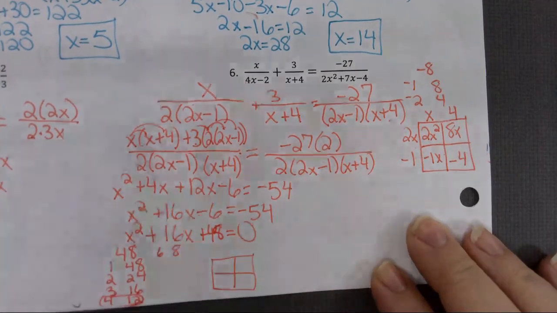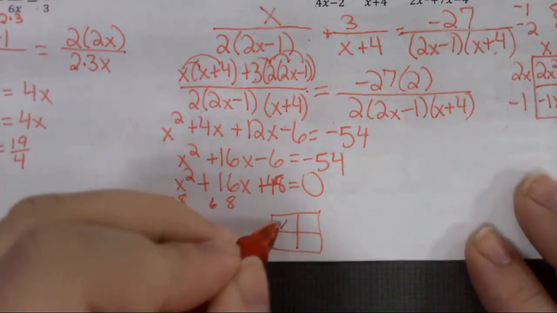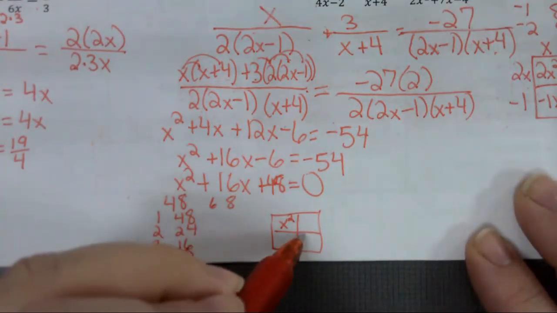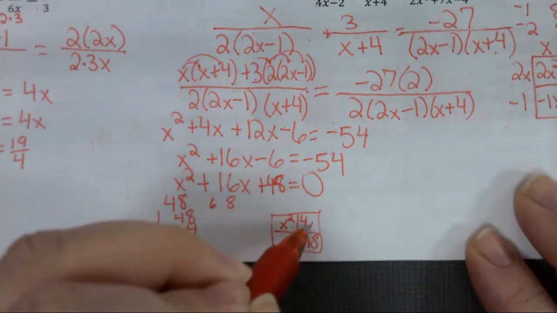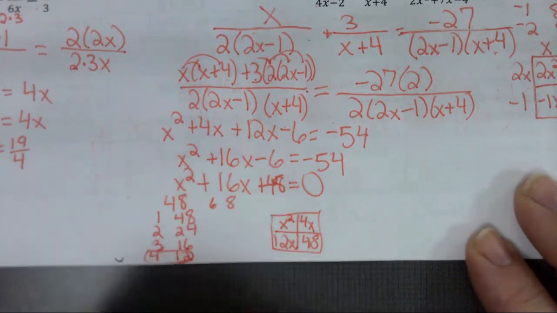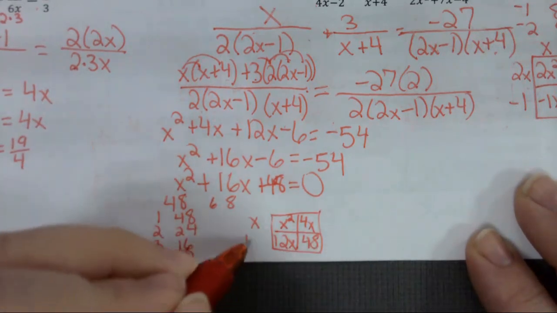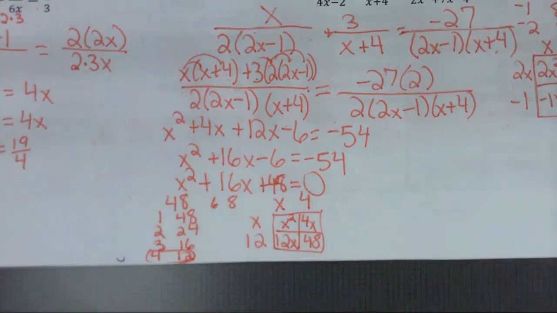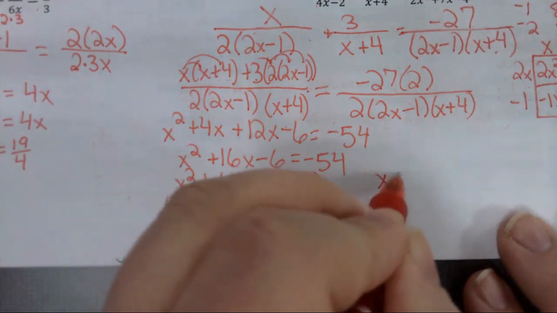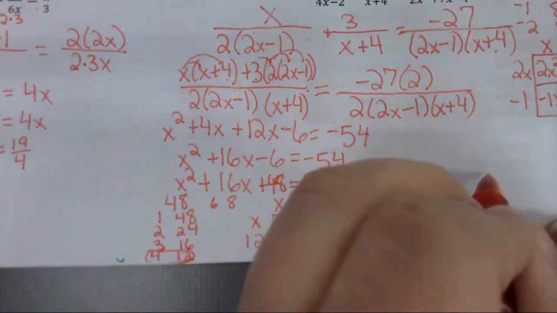Here's my tiny little box. Let's see if we can make that a little bit bigger for you. I have x squared and 48, then our 4x and 12x. I can take an x out, and a 12, an x, and a 4. Let's go ahead and solve each of those, because this time we're not just factoring, we have to solve them.